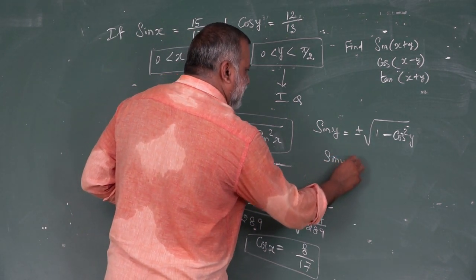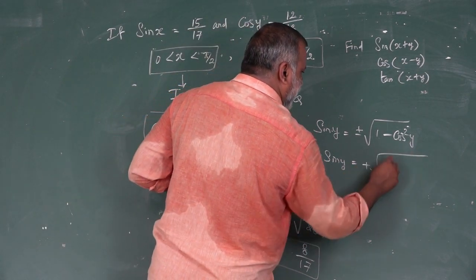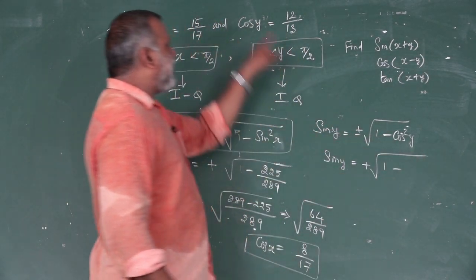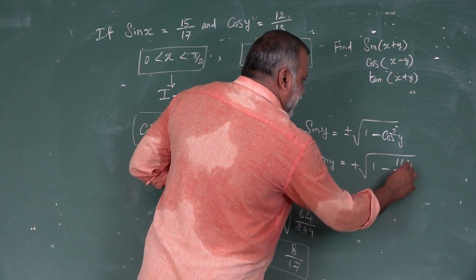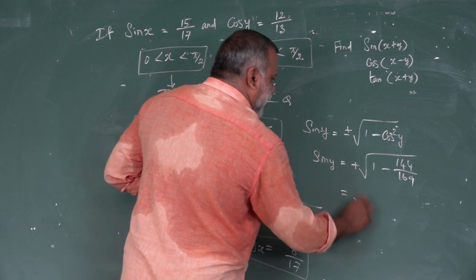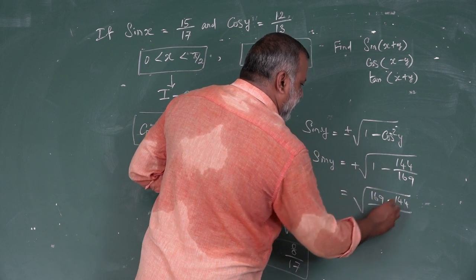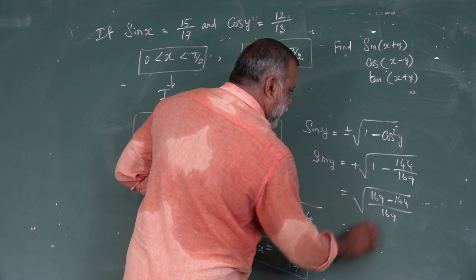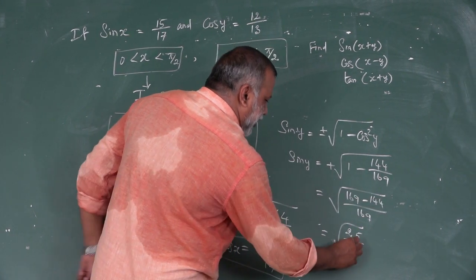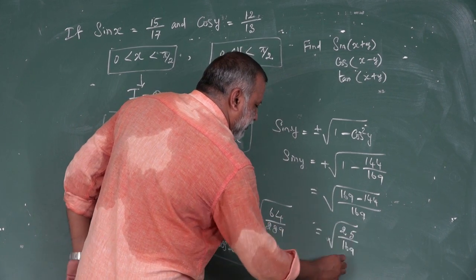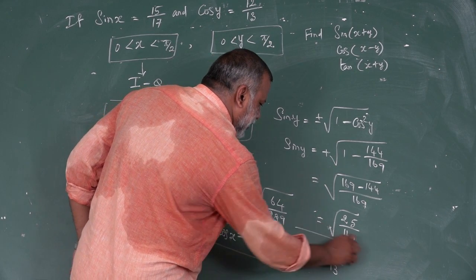Now sin y is equal to, using the plus symbol, the reason is the first quadrant. So sin takes positive: square root of 1 minus cos squared y, where cos y equals 12 by 13. Squaring, we get 144 divided by 169, that means 169 minus 144 divided by 169. So the square root of 25 divided by 169 gives 5 divided by 13. This is the value of sin y.